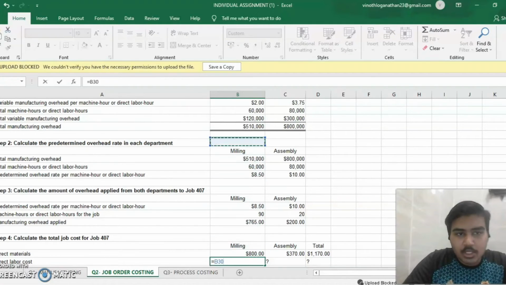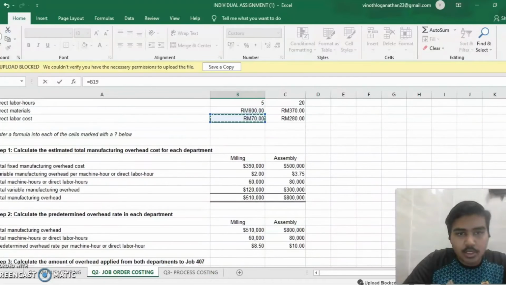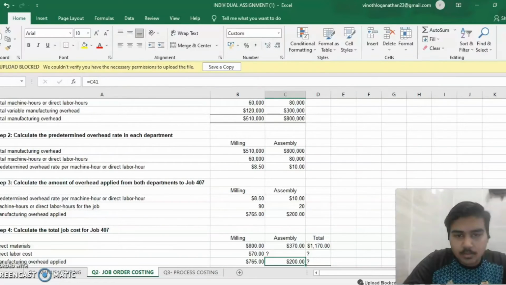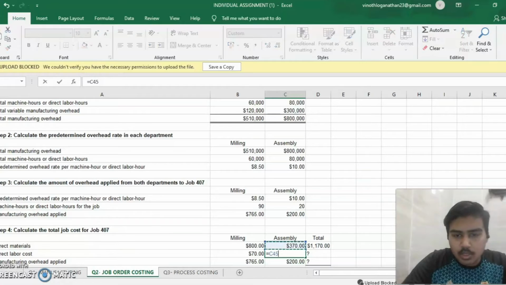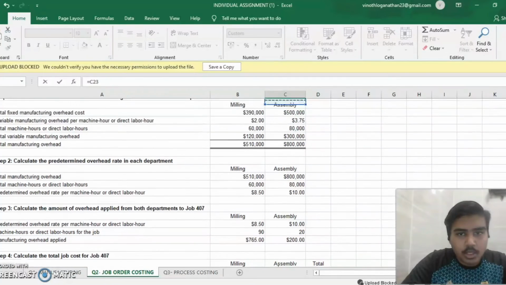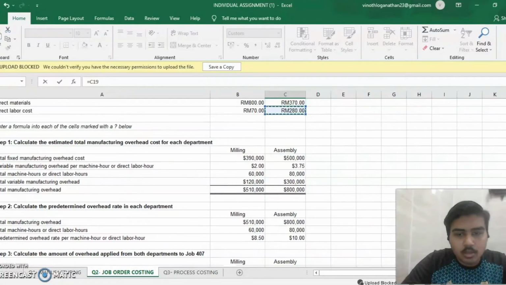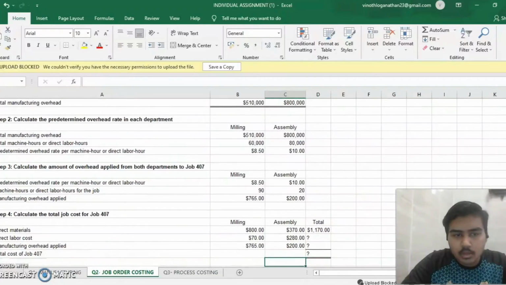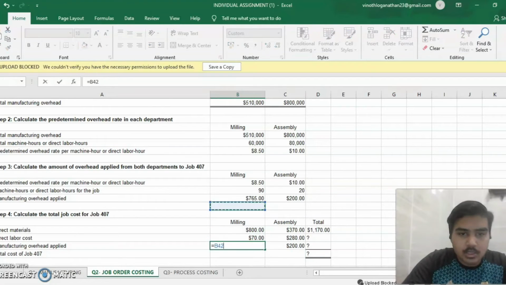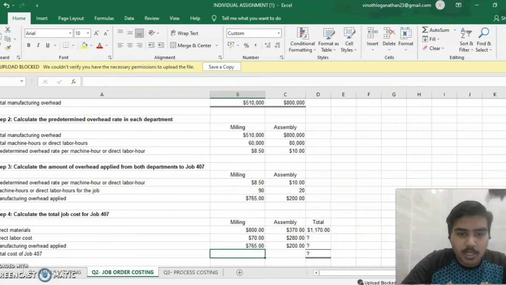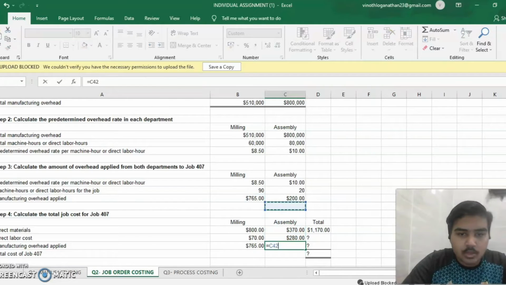And then the direct labor should be this as well, direct labor cost 70. And then this should be the direct labor for assembly, 280. And then the manufacturing overhead is this. As we can see, this is the direct manufacturing overhead applied. This is also as well.